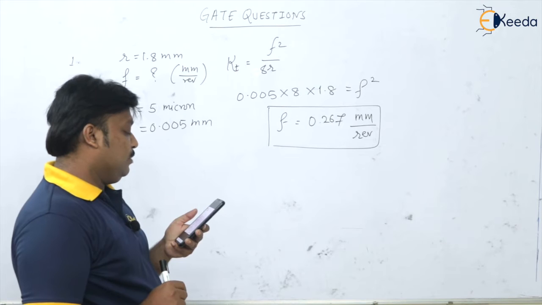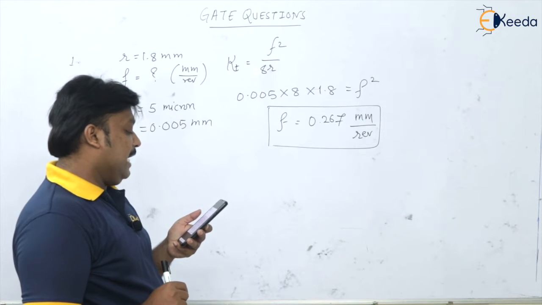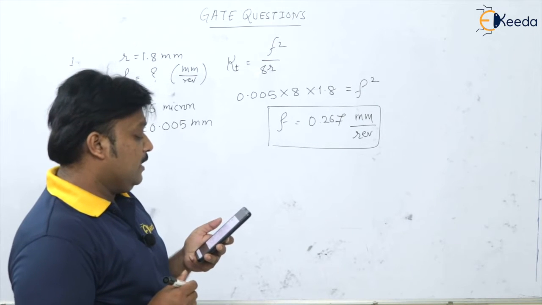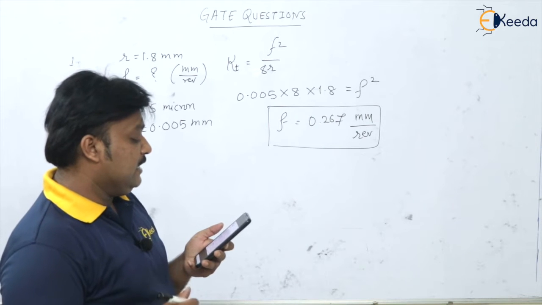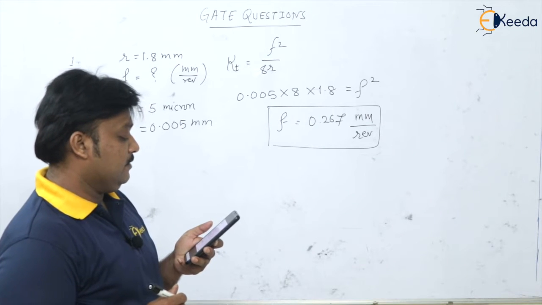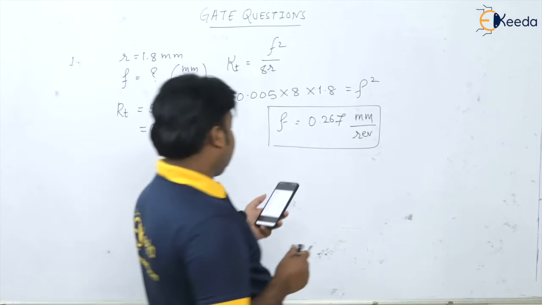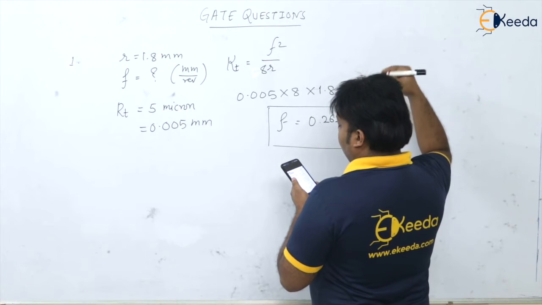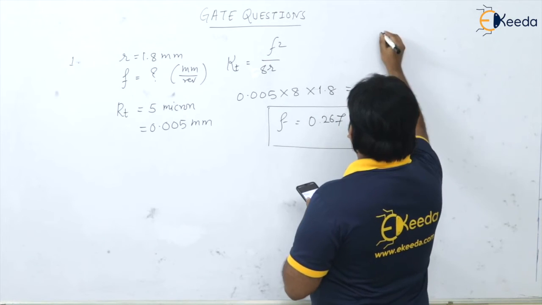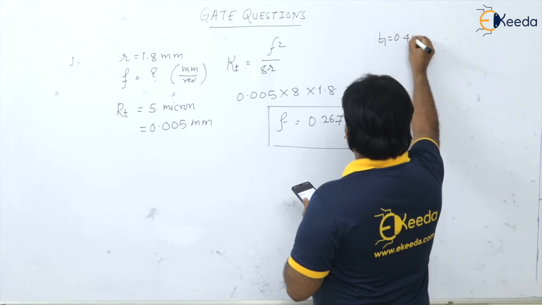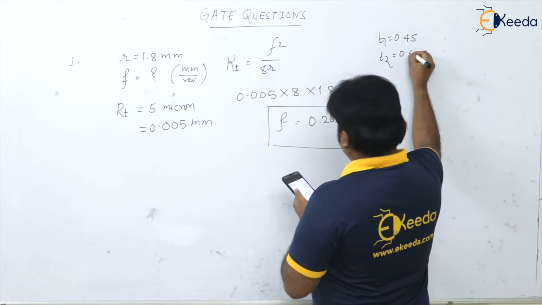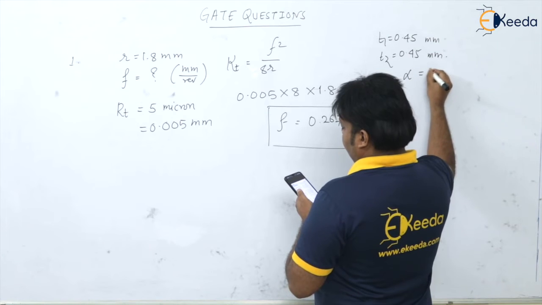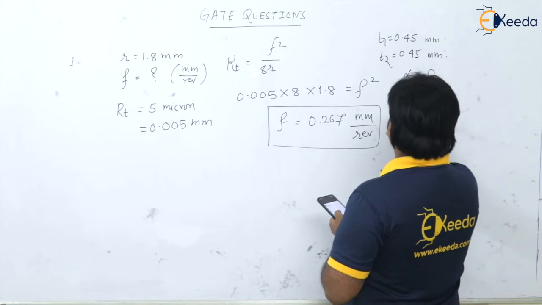In orthogonal machining operation, the chip thickness and the uncut chip thickness are equal to 0.45. If the tool rake angle is 0 degree, the shear plane angle is. So here, both the chip thickness and the uncut chip thickness are same. That is t1 is equal to 0.45, t2 is equal to 0.45 mm, and rake angle is 0. Then they are asking what is the shear plane angle.